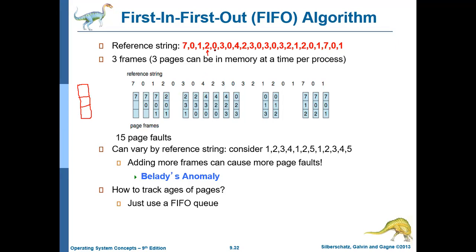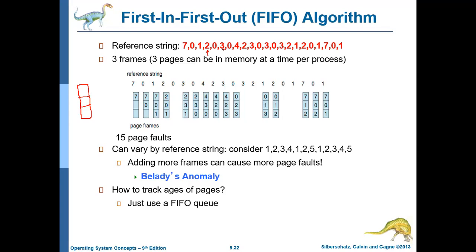Now next is 0. Your memory is 201. Are we having any page fault at this 0? We require 0. We are having 0 here. So this is not a page fault. 0 is already there. So you don't need to copy this 0 anywhere. 0 is not having any page fault.